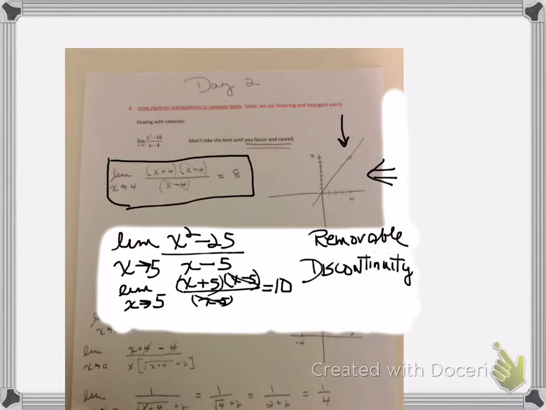We're going to do another one, and that will be on the next page, dealing with radicals, and we're going to work with conjugate pairs.